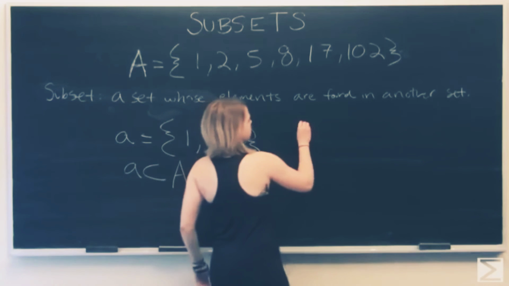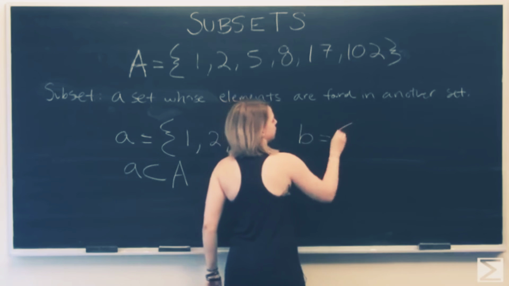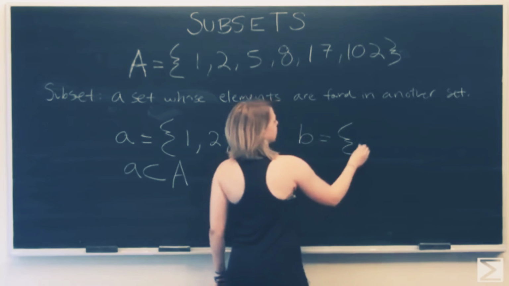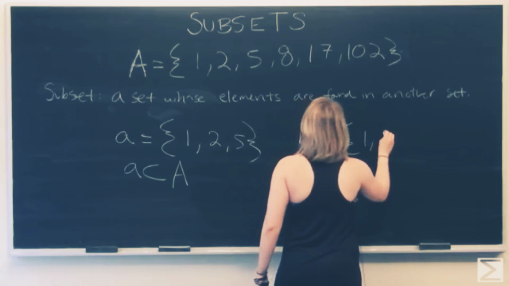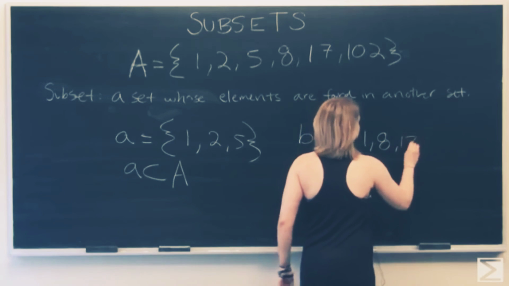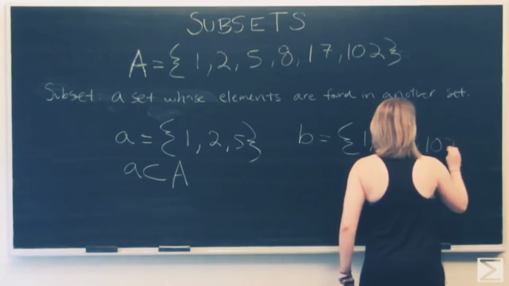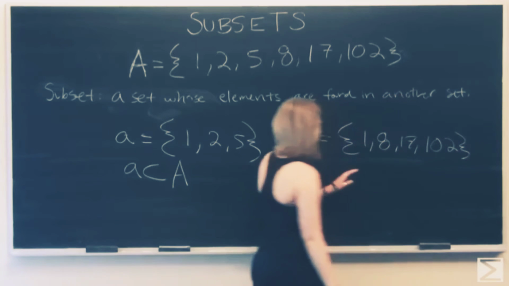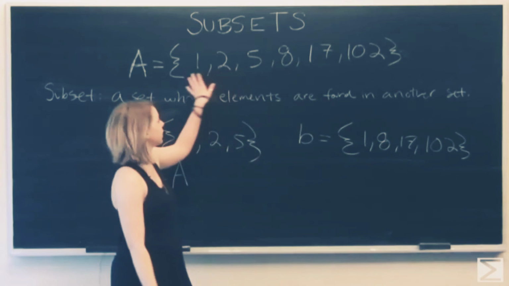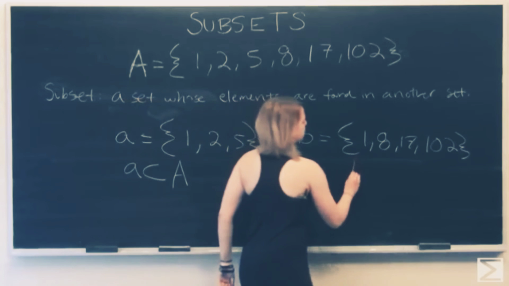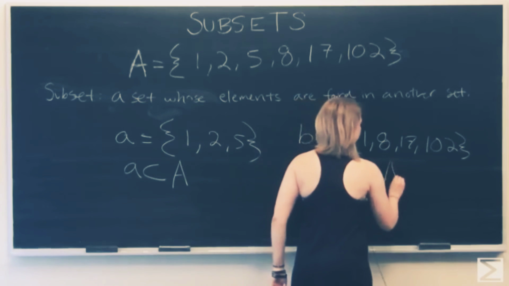And so let's look at another one. We'll do B this time. So B has elements 1, 8, 17, 102. And each of these elements can be found in set A. So B is a subset of A.